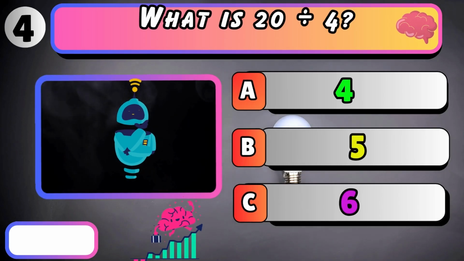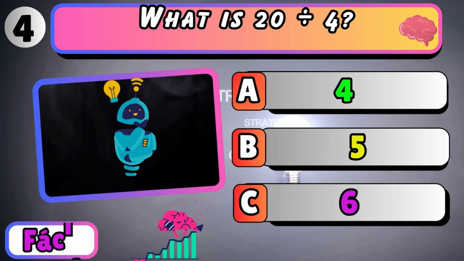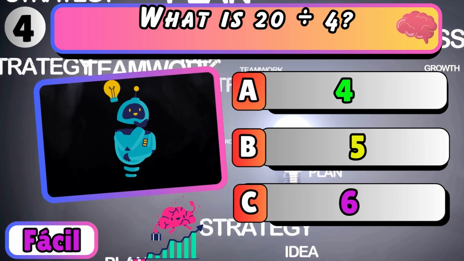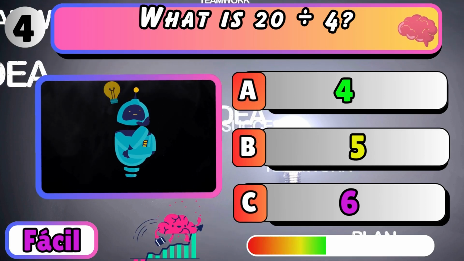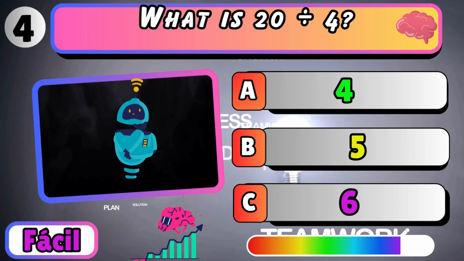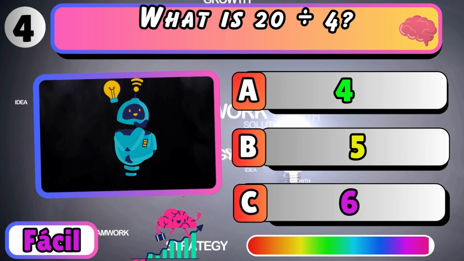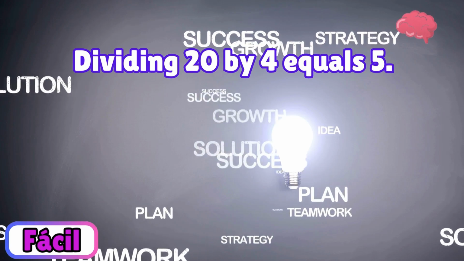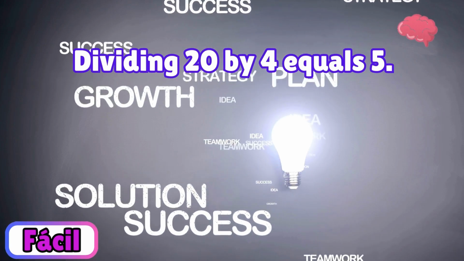What is 20 divided by 4? 4, 5, or 6? 5. Dividing 20 by 4 equals 5.